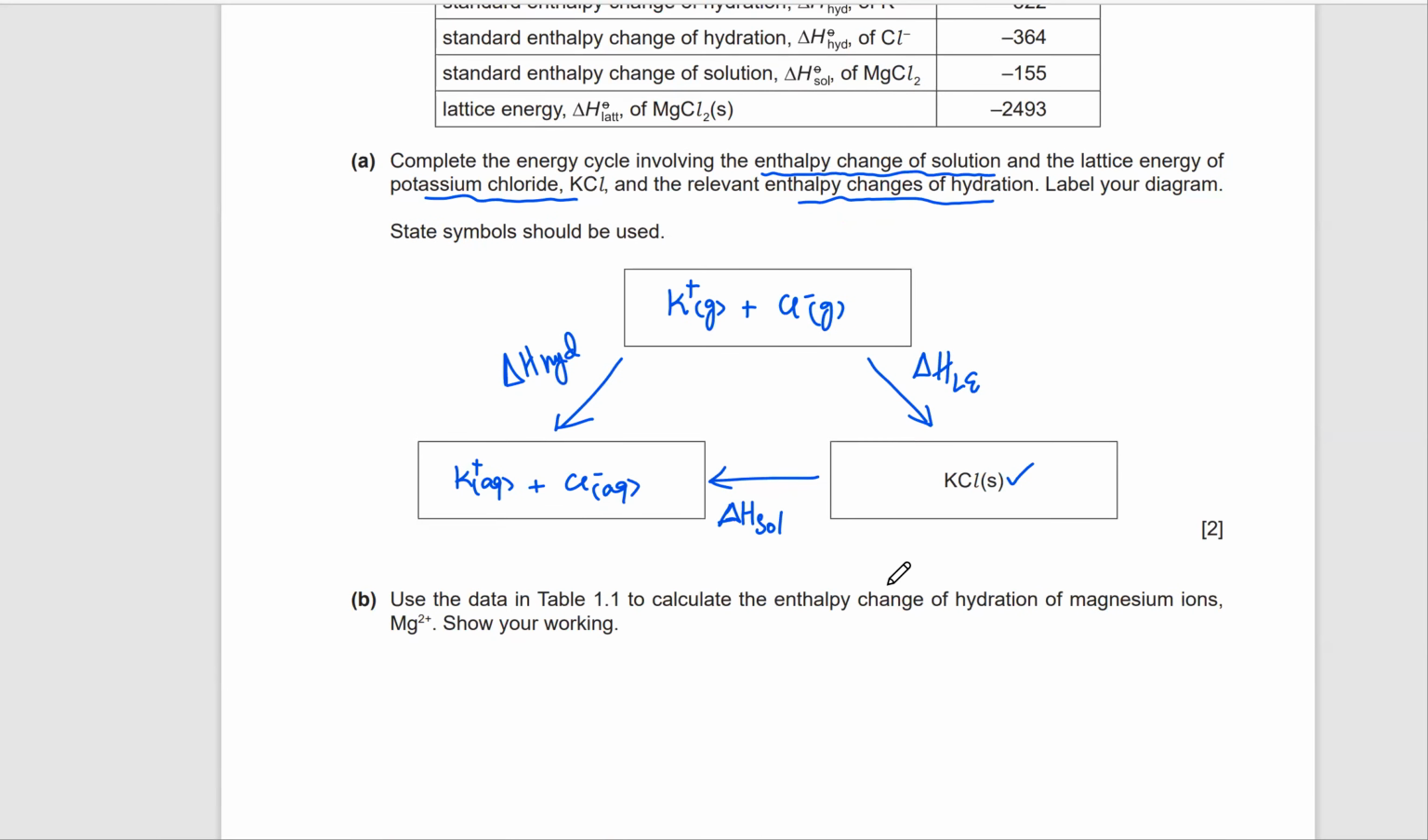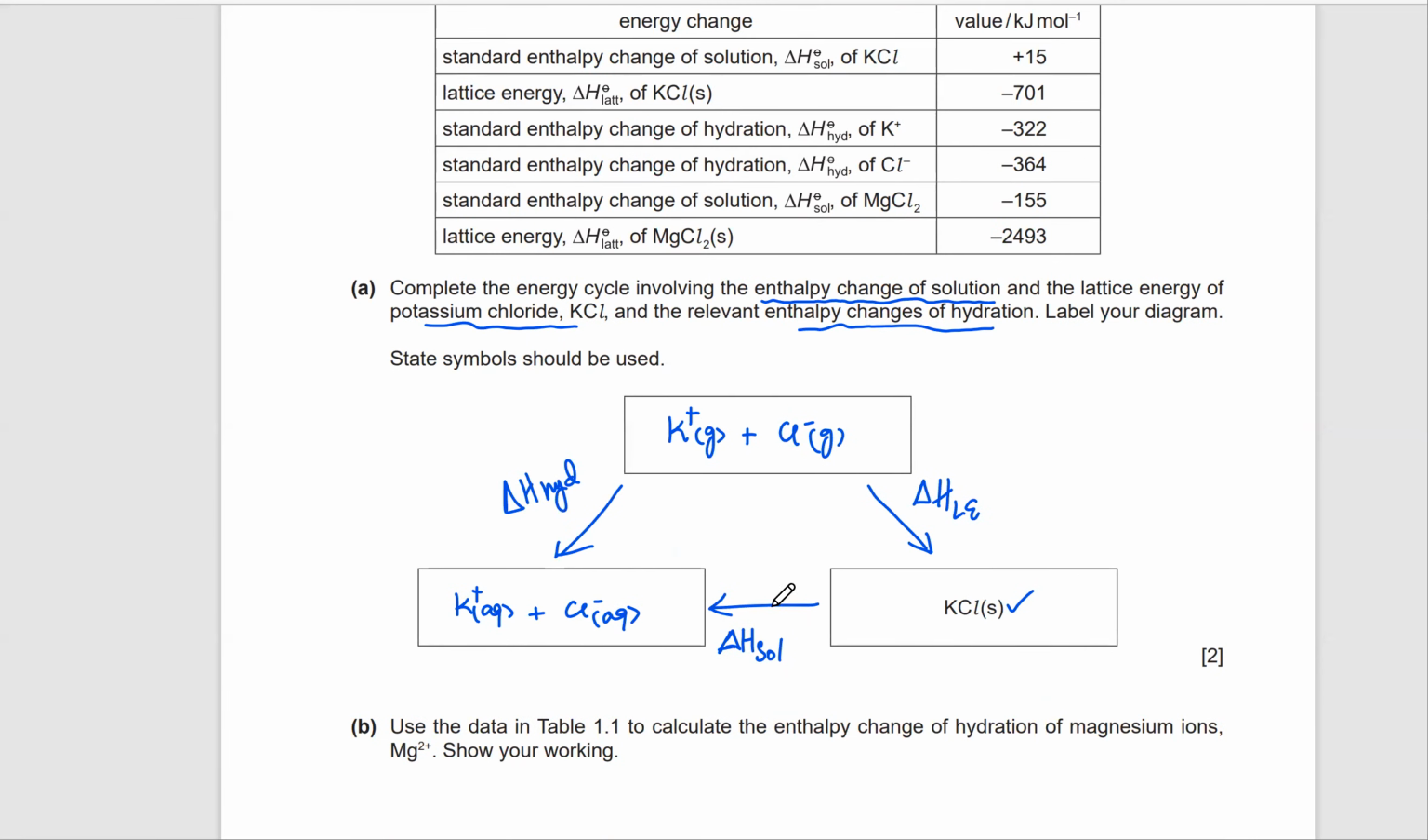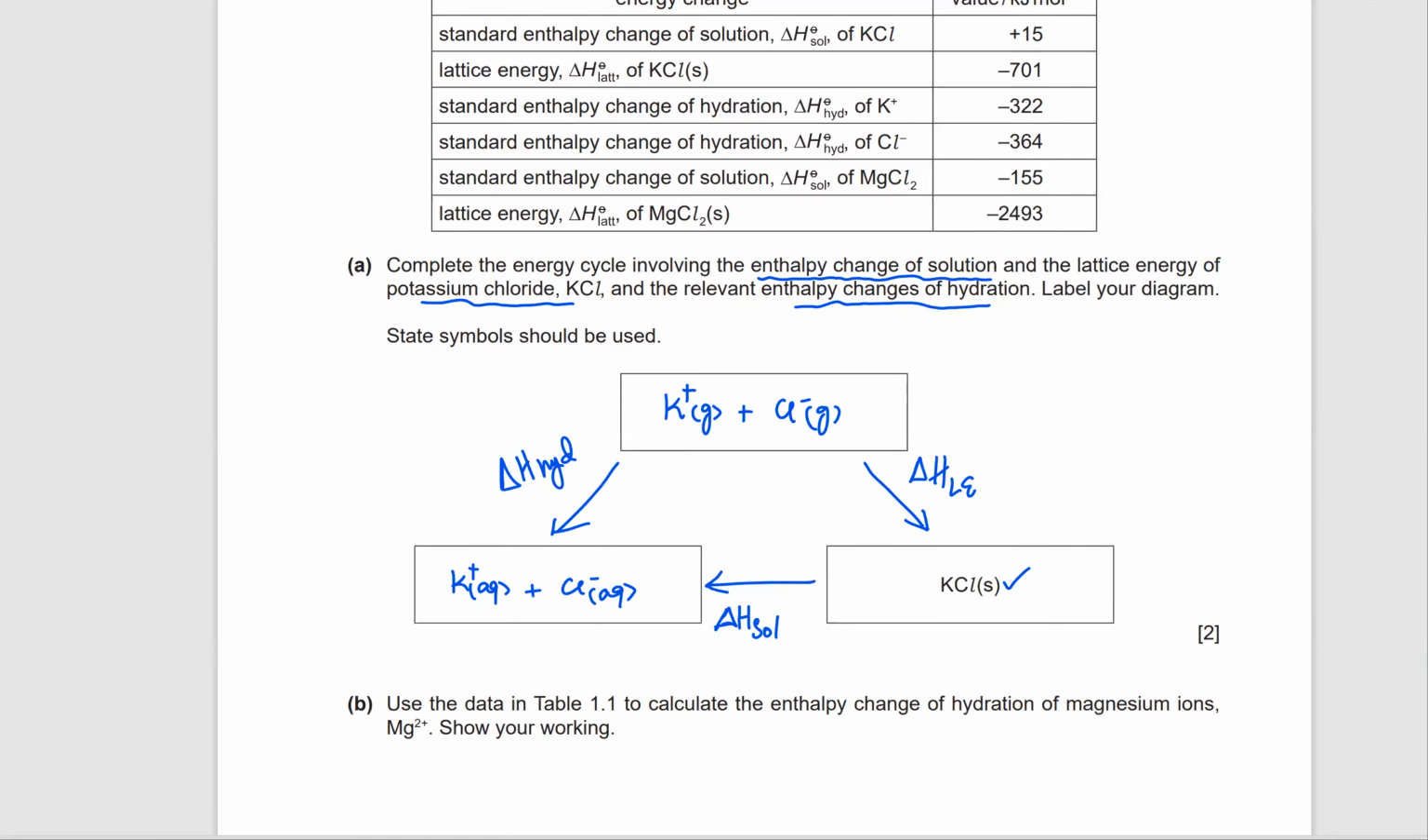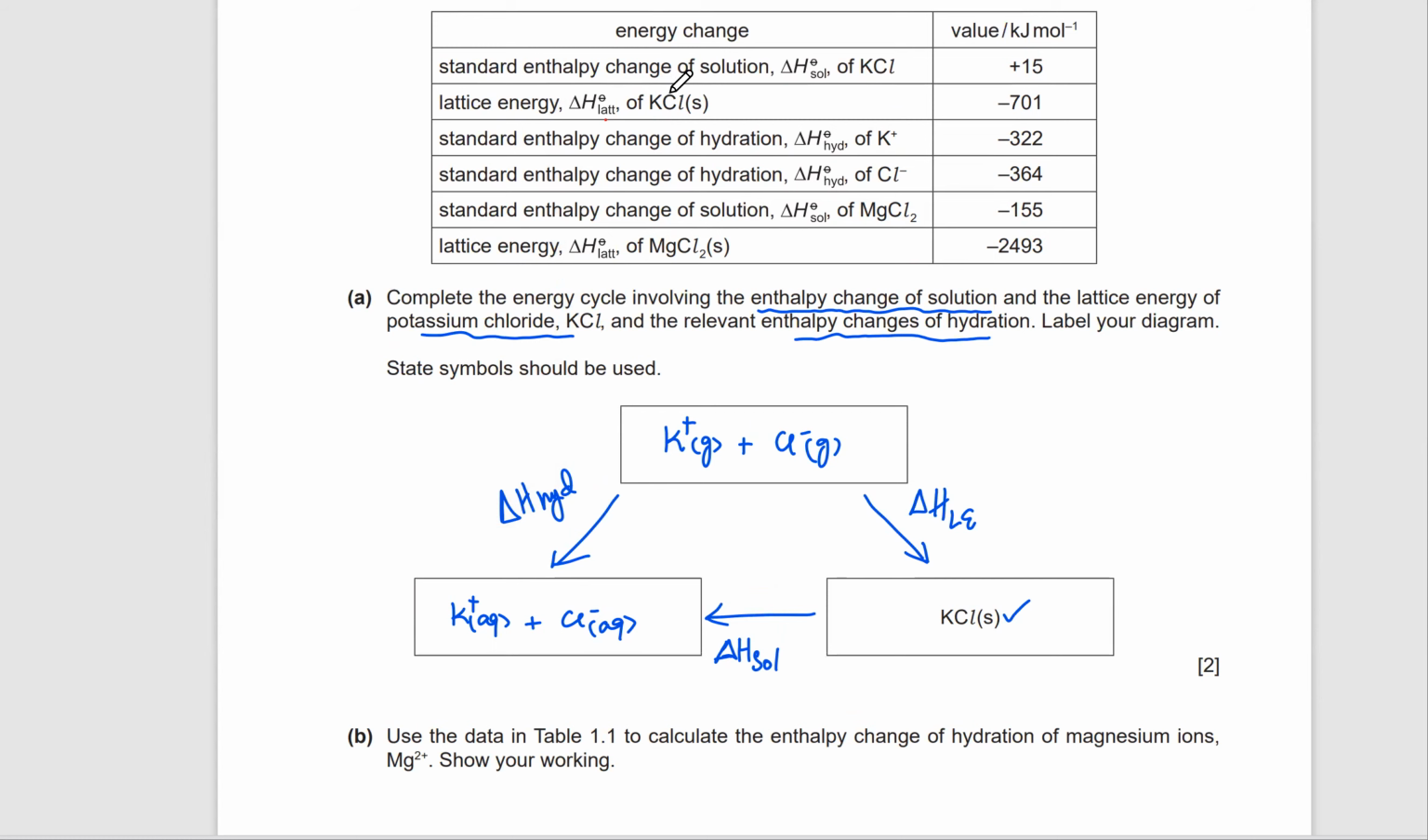The next part is calculate the enthalpy change of hydration of magnesium ions. Show your working, okay. So you've got a cycle now. Pick the data from here and plug it in. That is all you've got to do. So what data is there? What's the lattice energy being given for KCl? It's over here, that's -701. Enthalpy of solution of KCl is also given, that's +15.